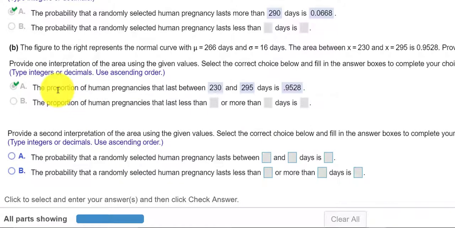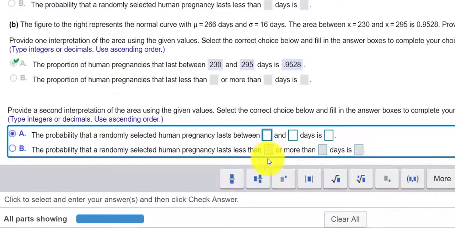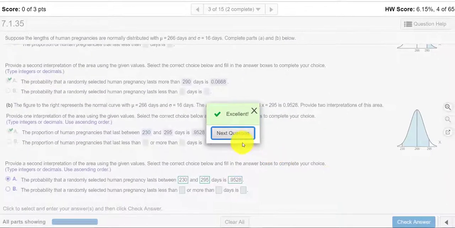So we said proportion, we could also say the probability, and it's still going to use the same values, right? The 230 and the 295 and the 0.9528. I press check answer, and that should do it.